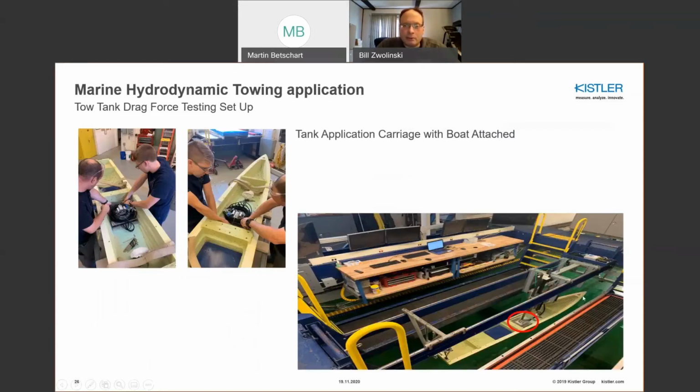It's a fairly large boat. But what you see here is the carriage of the tow tank, and you can see there's a void area in the middle where you see water on the bottom. So this model just drops into the water. Here's your data acquisition right here to collect the data straight away. Pretty straightforward, pretty common application.